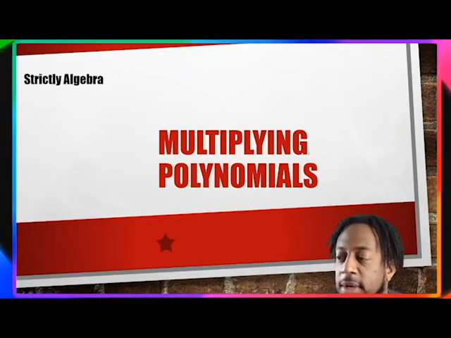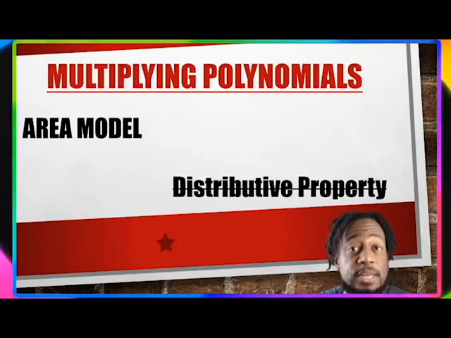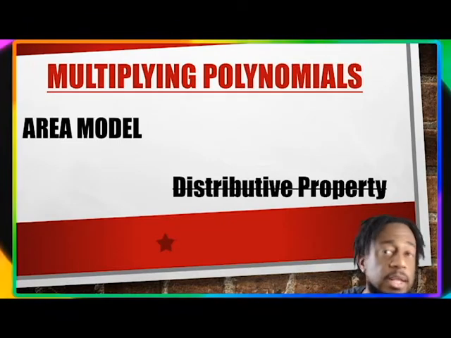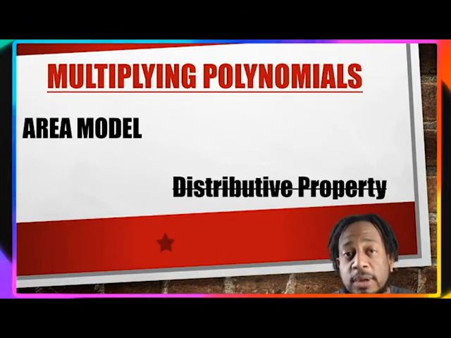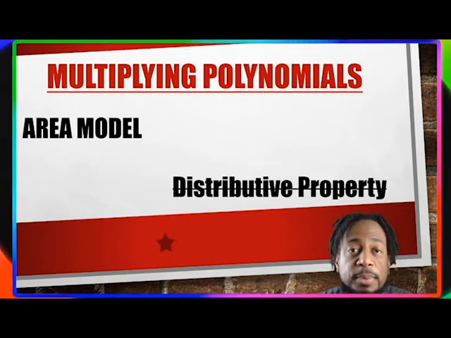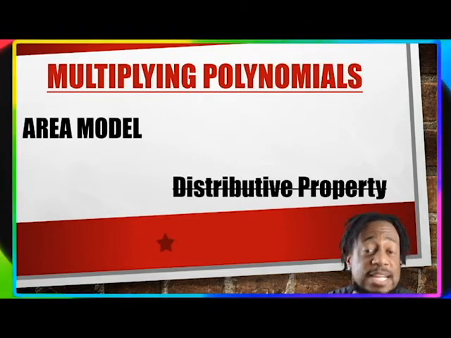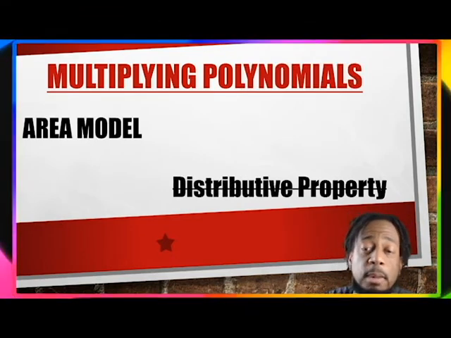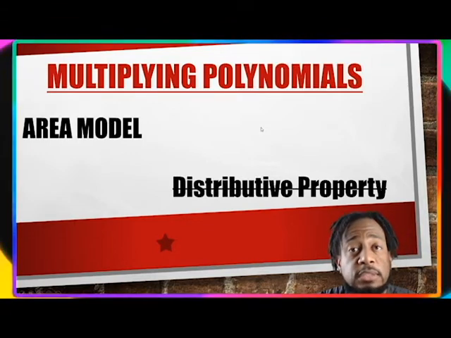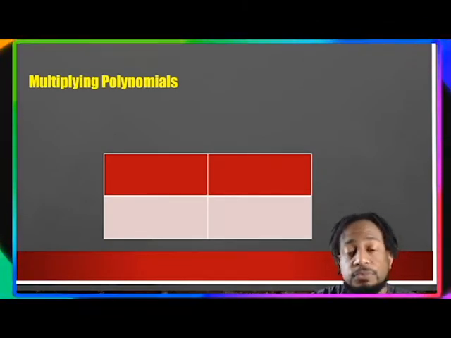In multiplying polynomials, there are two ways to do it. We did the distributive property. We can do that. We can come back, and if you don't know how to do the area model after I explain it, we can come back and do the distributive property. But today's lesson is only going to be about the area model, or box method.